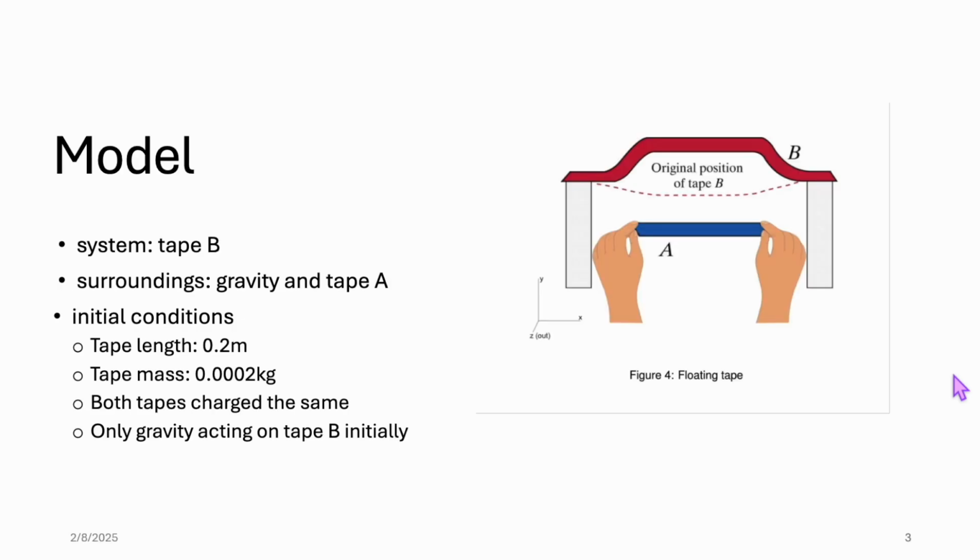So here's my model. The system is tape B and the surroundings is the Earth, which creates gravity, and tape A. The initial conditions are listed below, with the main thing is that only gravity acts on tape B initially, and when tape A is placed underneath tape B, the electric force causes tape B to move up.